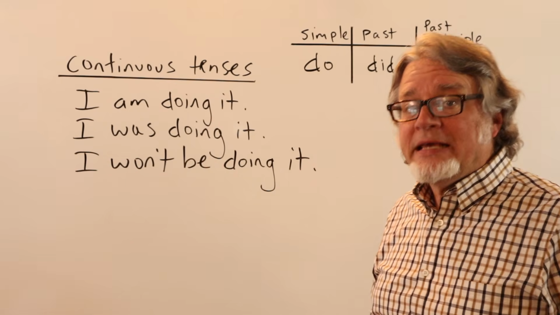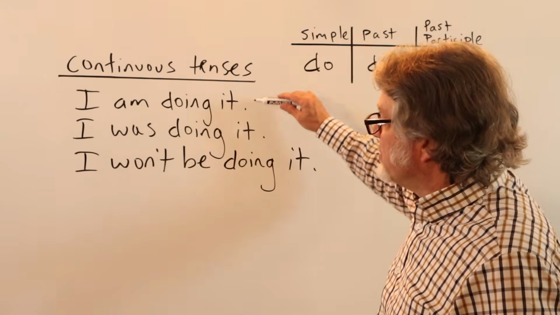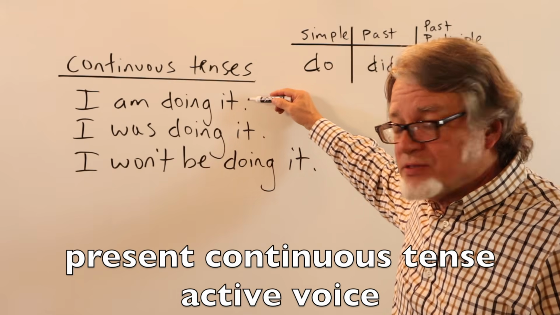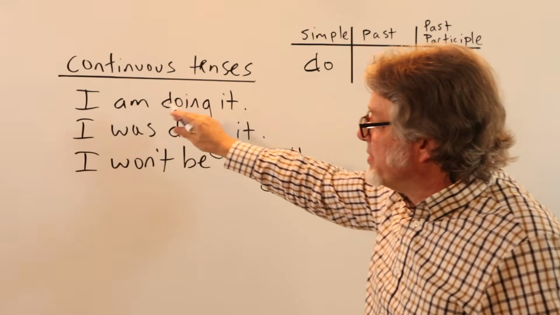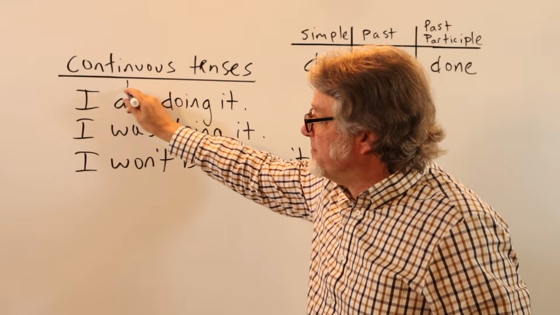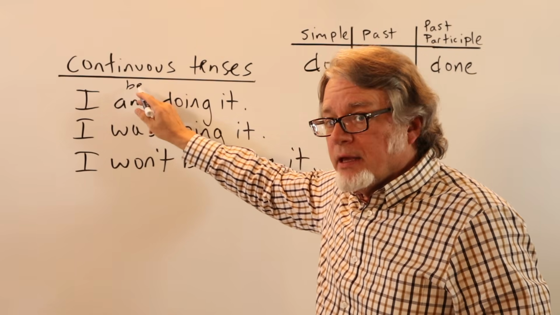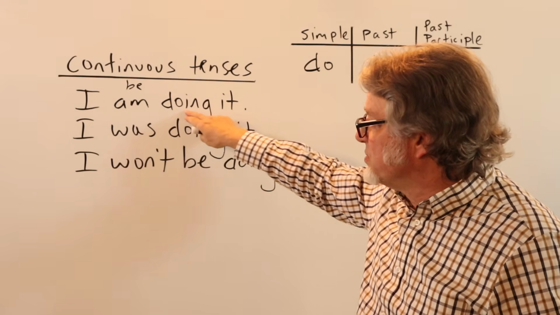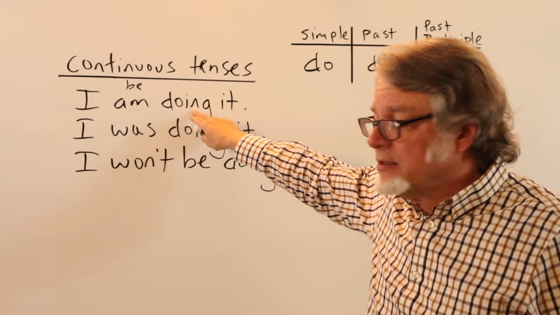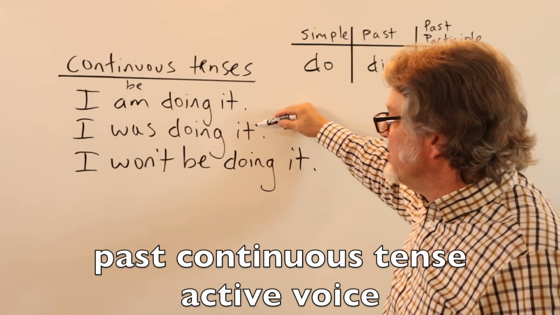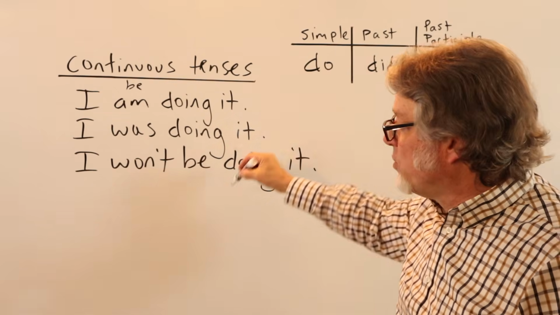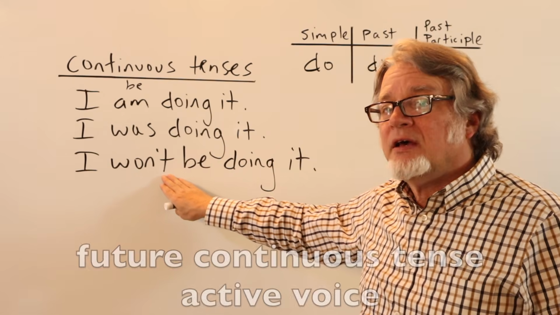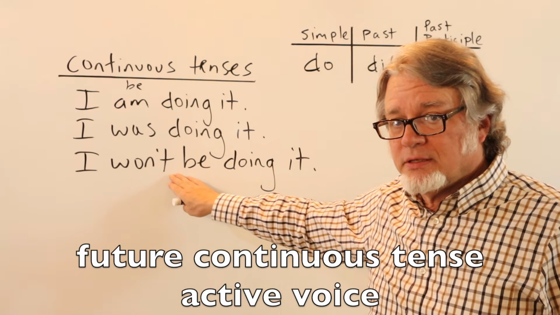Here are the continuous tenses. Here's the present continuous tense. I am doing it. Remember that with a continuous tense, you need the verb be, and then the main verb has this ing ending. In the past continuous tense, I was doing it. And for the future continuous tense, I won't be doing it.